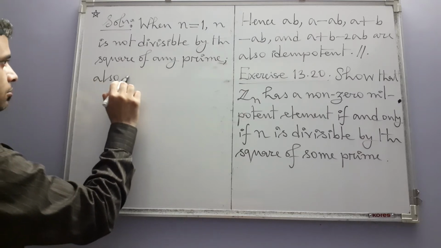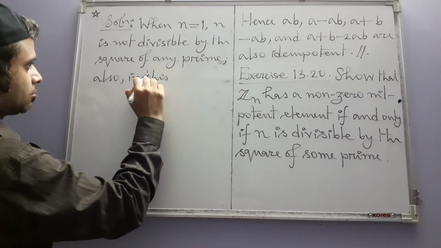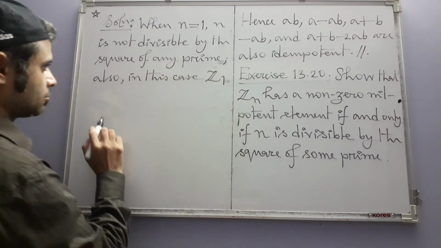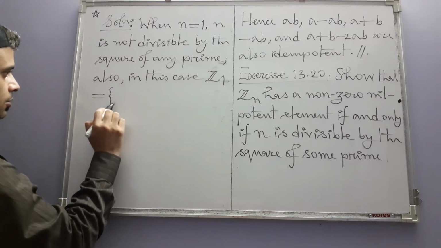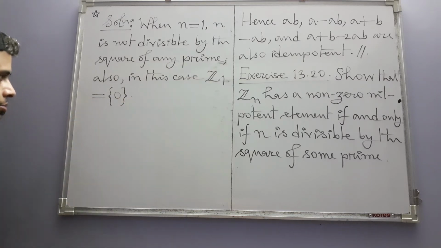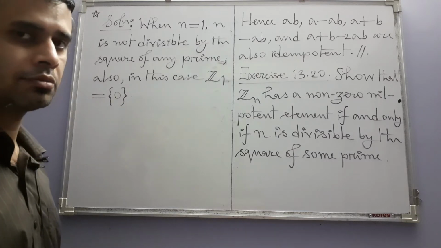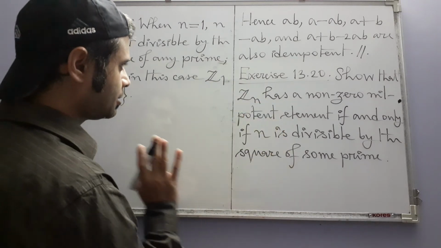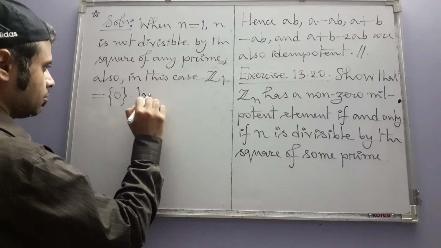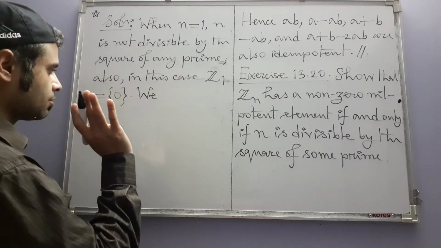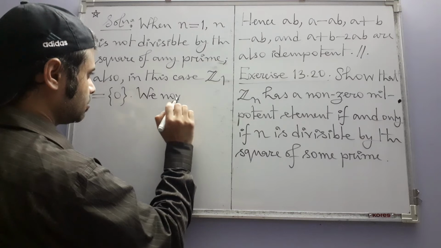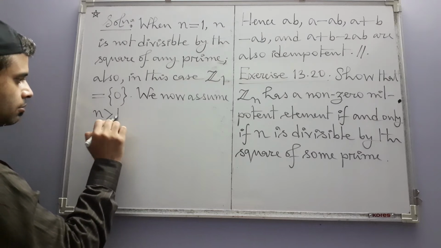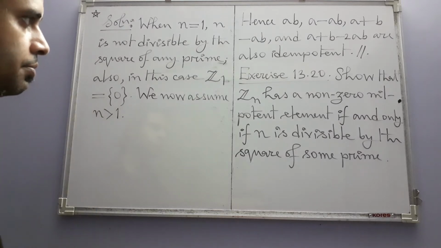Also, in this case, Z_n just has the single element 0, right? So no question of having a non-zero nilpotent element. So anyway, the statement is true in this case. So this case is over. So we now assume n to be greater than 1.